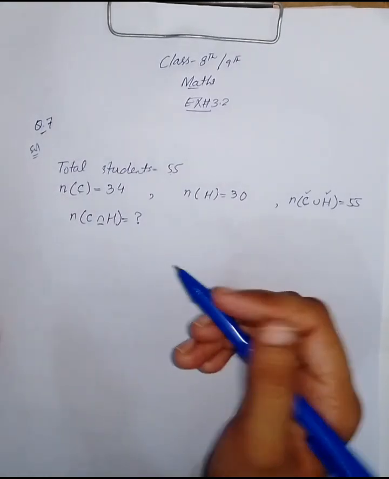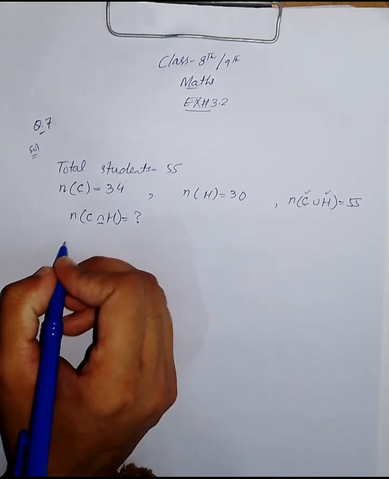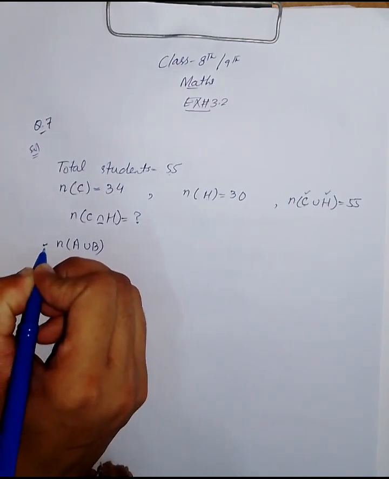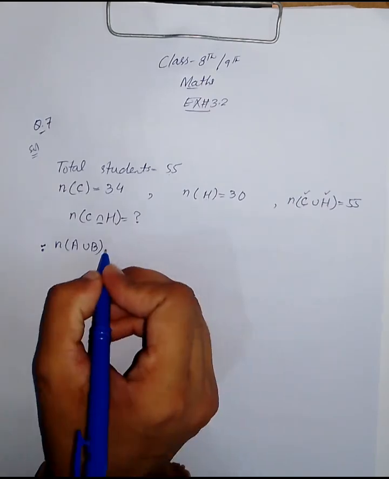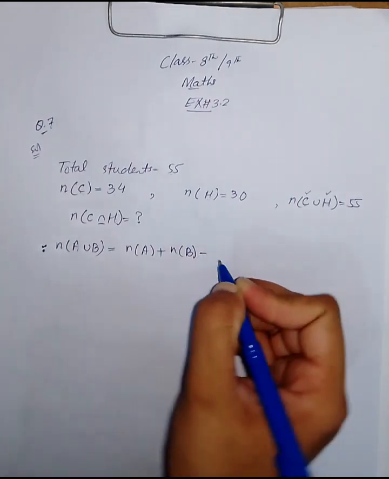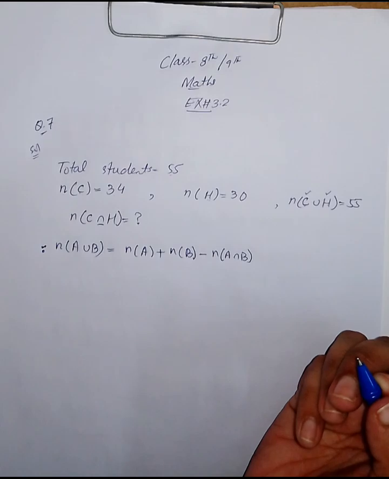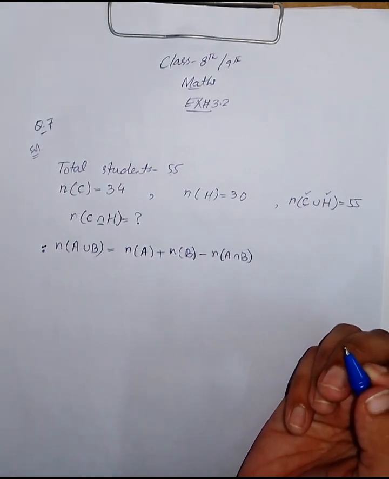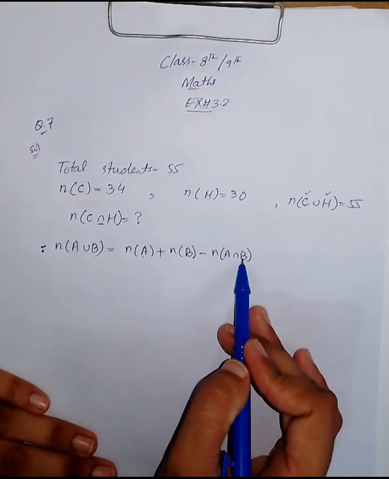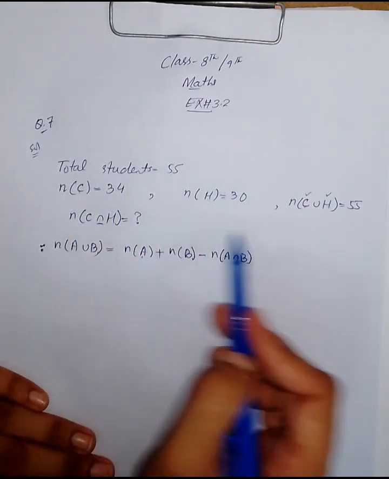Now, how to find it? We basically have one formula to find the cardinality of A union B. If we have two sets A and B, the cardinality of A union B equals the number of elements in A plus the number of elements in B minus the number of elements that are common to both A and B. So now we have to apply this formula on the scenario that we are given.